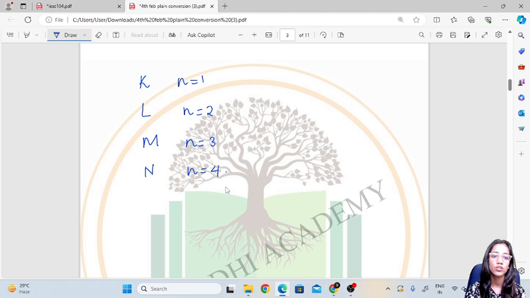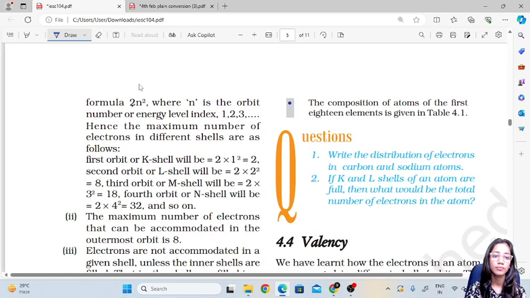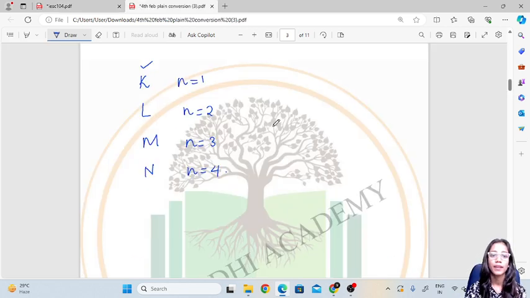Now, how many electrons will go in each shell is decided by a formula: 2n raised to 2, wherein n is the orbit or energy level index, that is 1, 2, 3. Let us see how it works. For K, n is 1, so the answer is 2. So 2 electrons can be accommodated in the K shell.